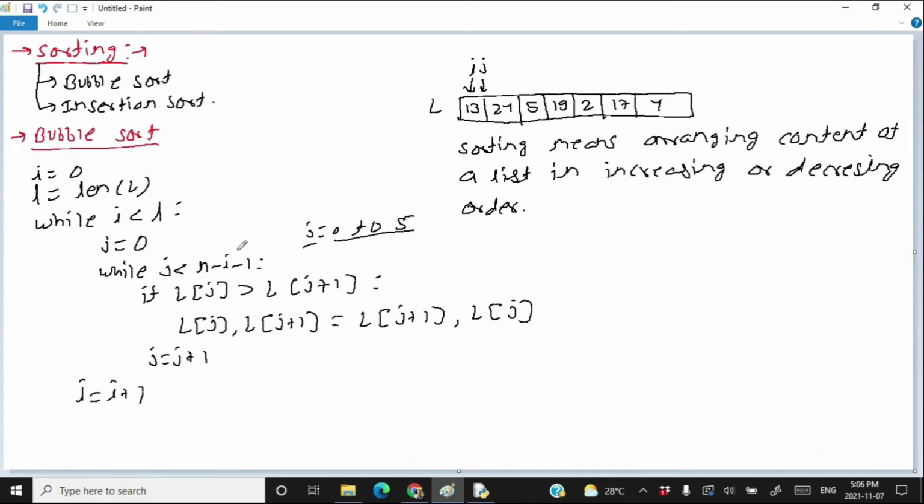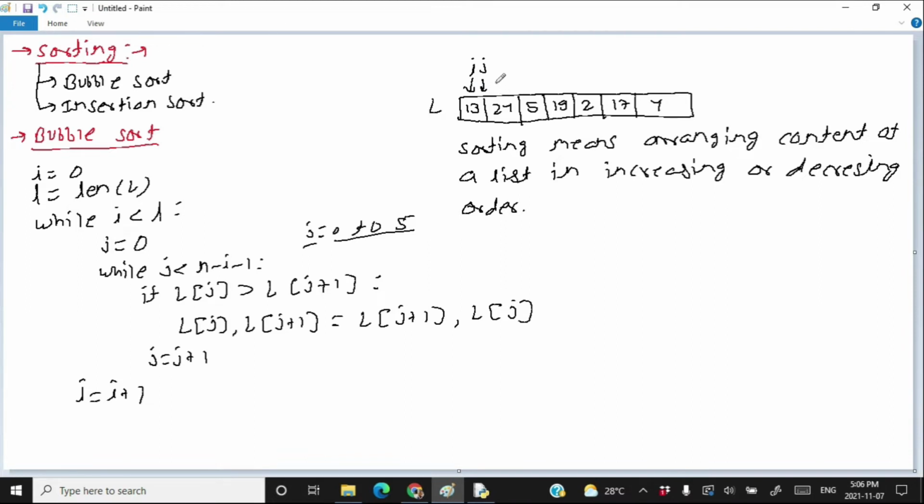So in the first iteration of the inner while loop, j is equal to 0 and j plus 1 is equal to 1. These two elements are checked. If 13 is greater than 24, that means L[j] is greater than L[j+1], then swap these two values. After that, increase j by 1. Keep i here and increase the value of j.